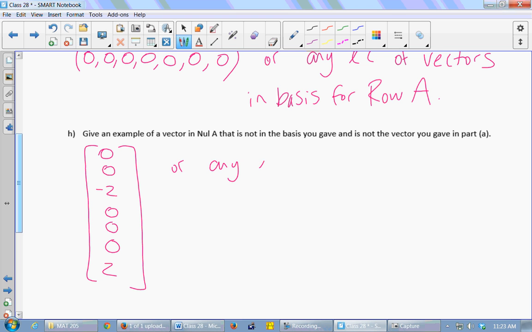Or any linear combination of vectors in the basis for null A.